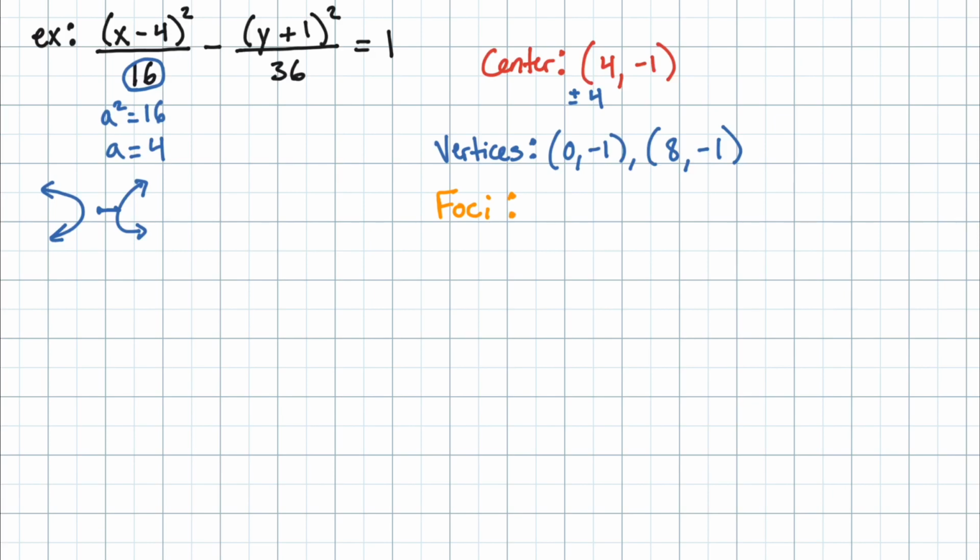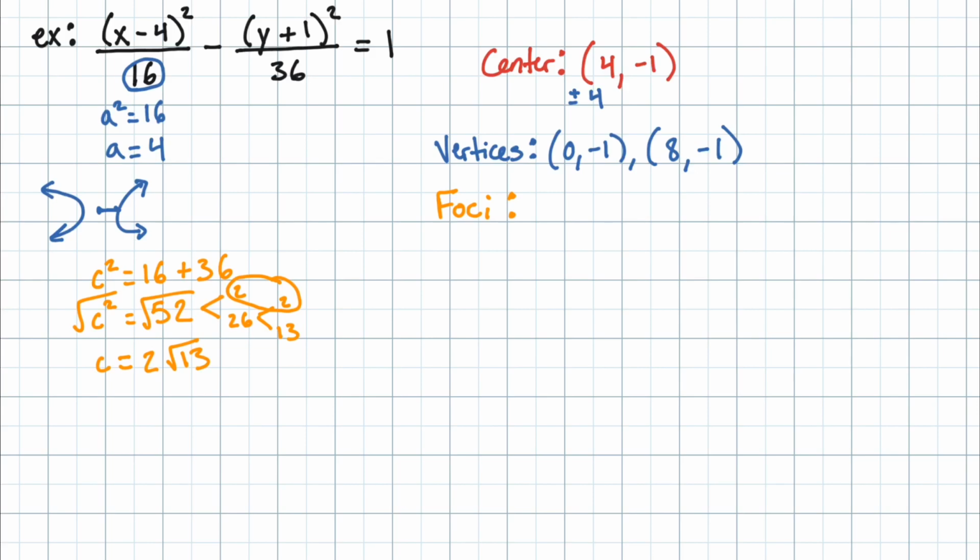Okay, let's go for the foci. We know that c squared equals a squared plus b squared. So that gets us 52. And then we take the square root. So c equals the square root of 52, which if I break that down, I get 2 and 26, and then 2 and 13. So c equals 2 square root of 13.